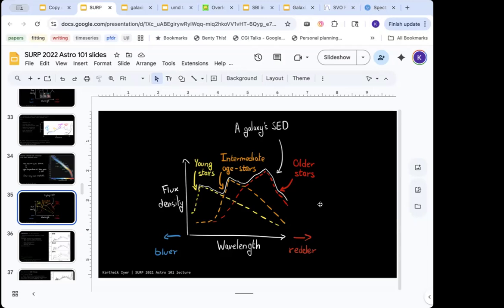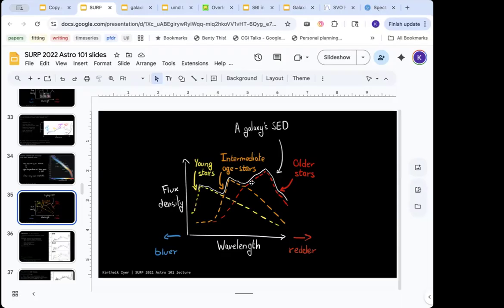And so the really cool thing about this is that if you manage to isolate the stellar emission from a galaxy's SED, you can then break it down into, okay, how many young stars are there in this galaxy, how many intermediate age stars are in this galaxy, and how many old stars are there in this galaxy. And then you can do a bunch of things with that information.